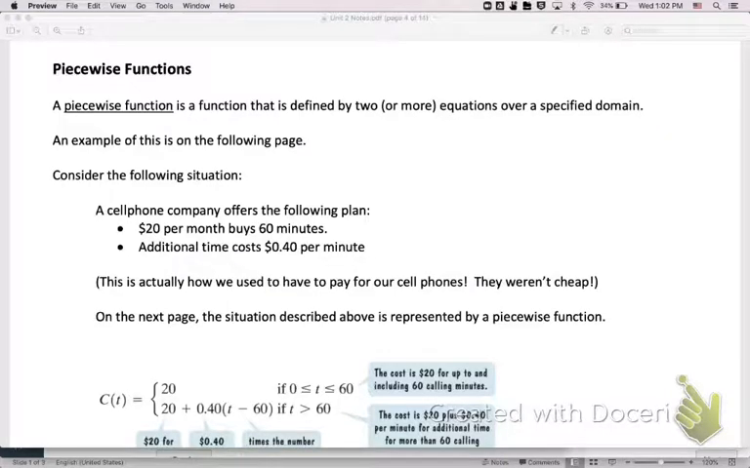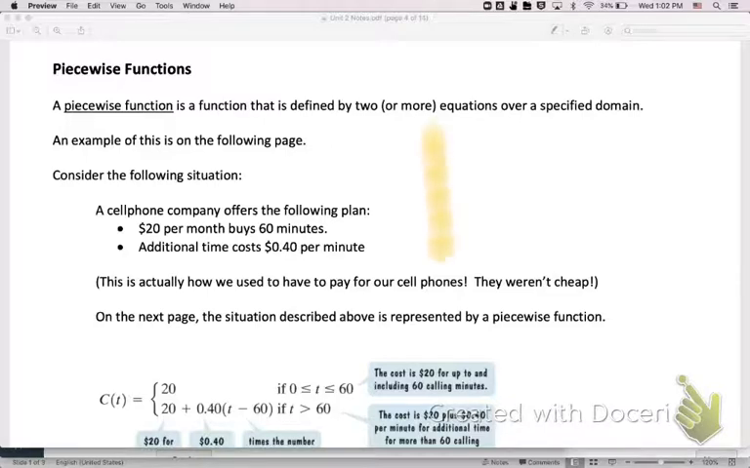A piecewise function is a function that's defined by two or more equations over a specified domain. So what a piecewise function does is it maybe doesn't behave the same way all the time. If I just say f of x equals 2x minus 5, it's going to be 2x minus 5 no matter what.